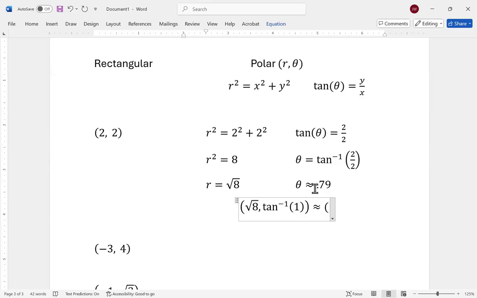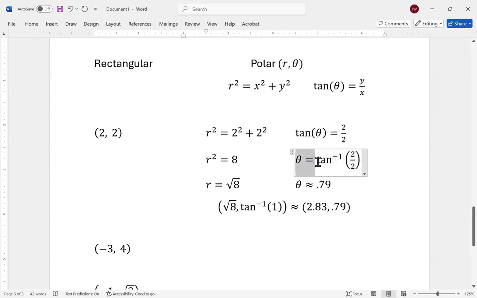Square root of 8 is about 2.83. As already said, inverse tangent of 2 over 2 is about 0.79. And we're good to go. So that is the polar point. The fact that my theta was equal to the inverse tangent does rely on the fact that this point is in the first quadrant.